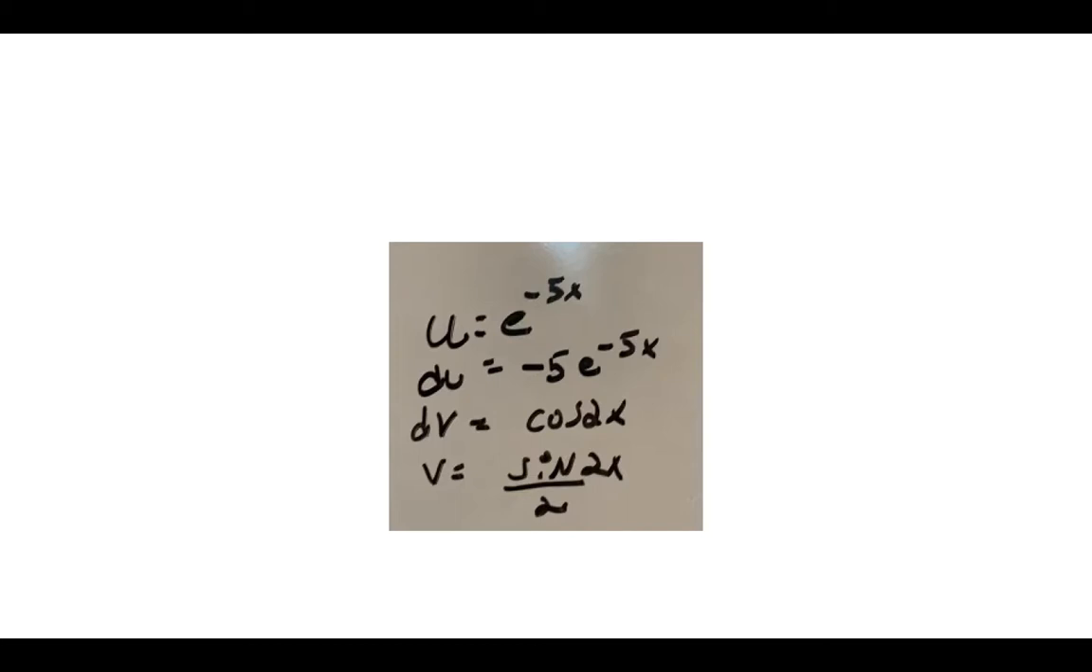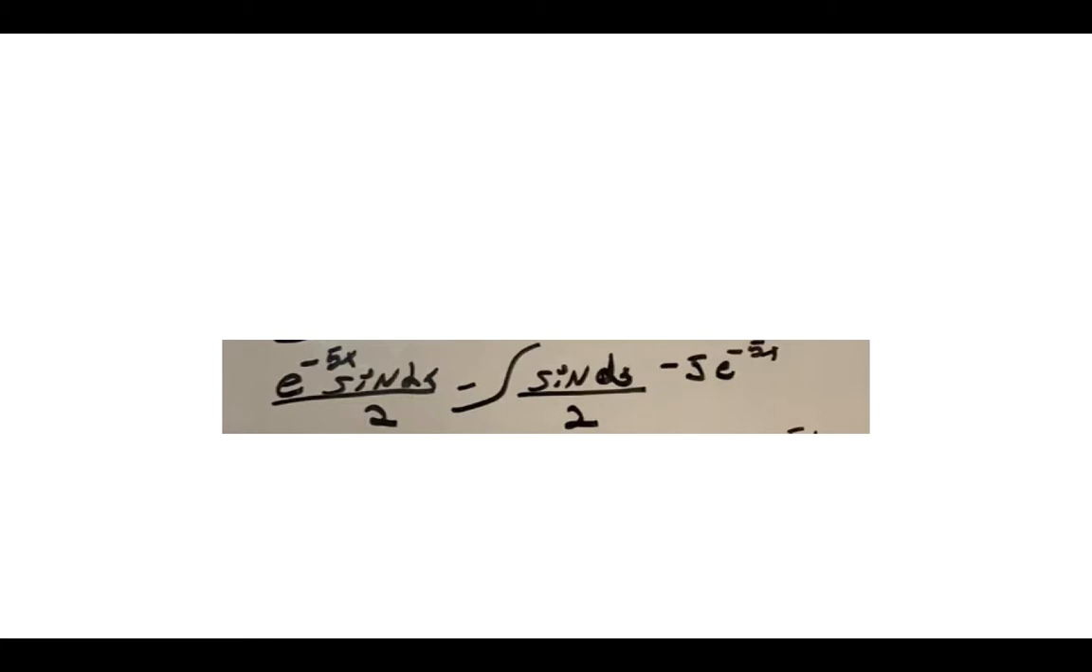So we have our u. What is the derivative of u? It's going to be minus 5 times e to the minus 5x. What is the integral of dv? It's going to be sine 2x divided by 2. Now we're just going to input our variables into the formula, which is uv minus the integral of v du. Here's our uv minus the integral of v du.